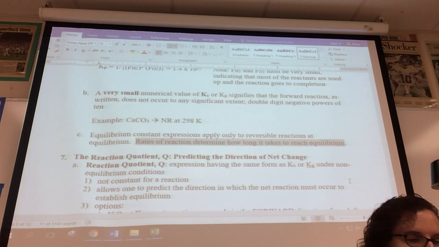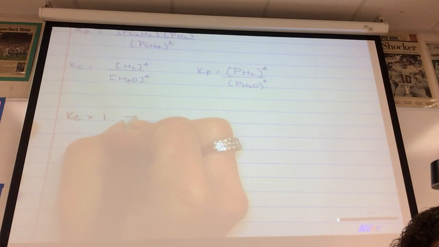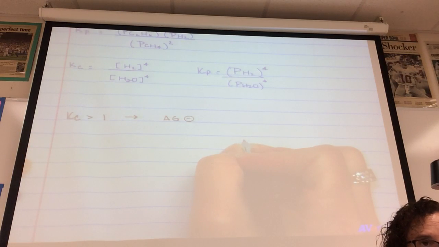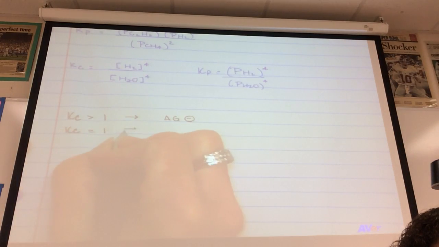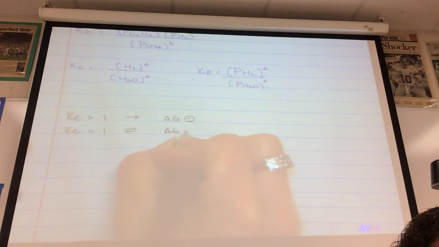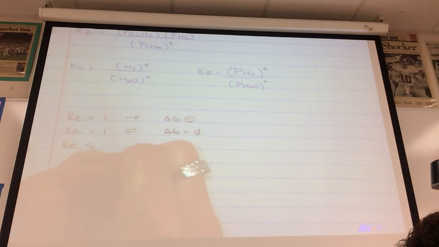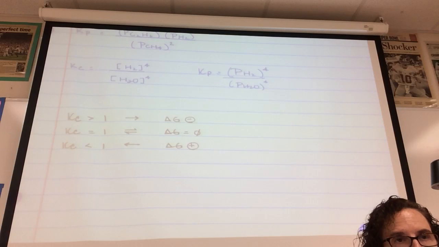The other thing I want to mention, because I'm seeing a lot of this on quizzes, semester exams, etc. If you have a Kc greater than 1, the forward reaction is favored, and delta G will be negative, a thermodynamically favorable reaction. When you have a Kc equal to 1, you are at equilibrium, and delta G will be equal to 0. If you have a Kc less than 1, the reverse reaction is favored, and delta G will be positive, a thermodynamically unfavorable reaction.